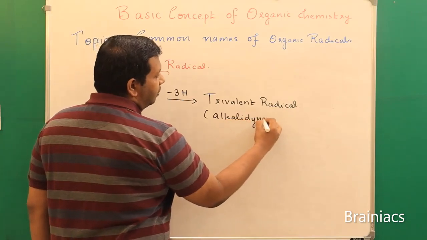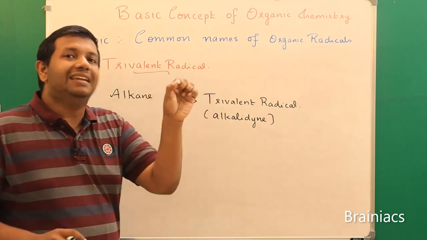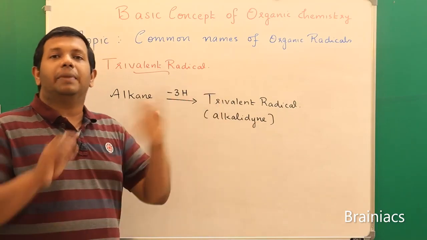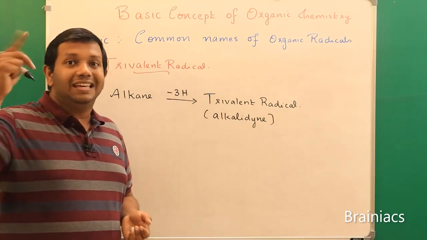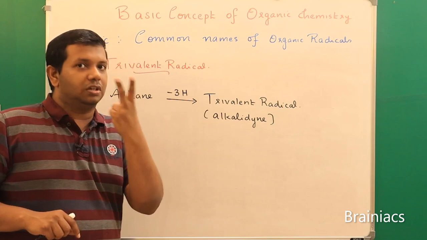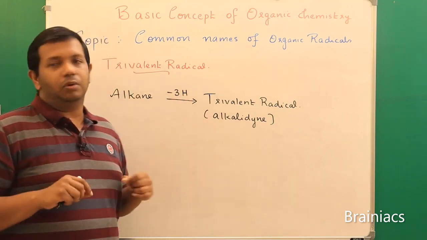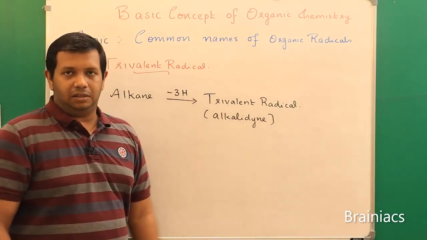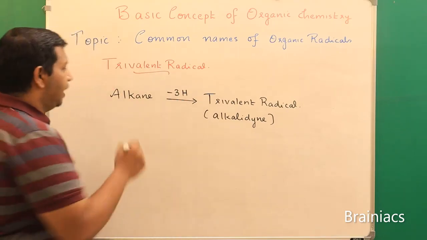Alkylidyne. Very simple. Since when 2 valencies are removed we say ylidene, if 3 hydrogens are removed, we say ylidyne. You can compare this with the triple bond. Triple bond means yne will come, and double bond means ene will come. So when 2 hydrogen atoms are replaced, similar to a double bond, ene is used. And if 3 hydrogen atoms are removed, it is similar to the triple bond and we use the term ylidyne, alkylidyne.